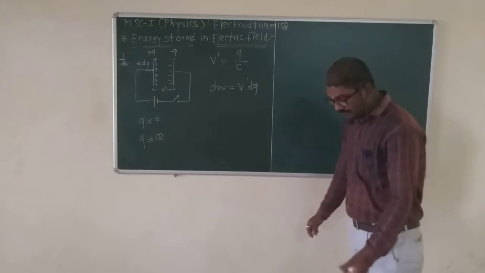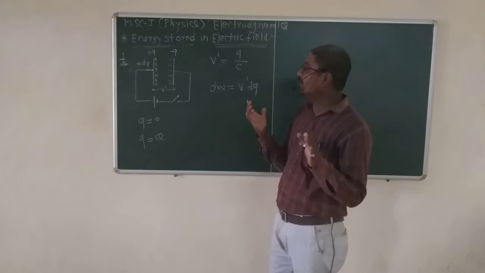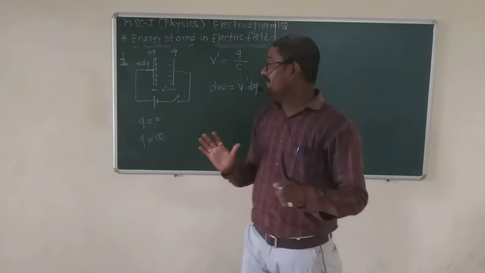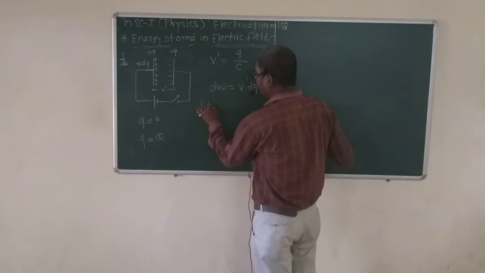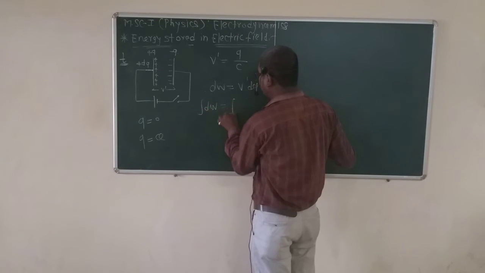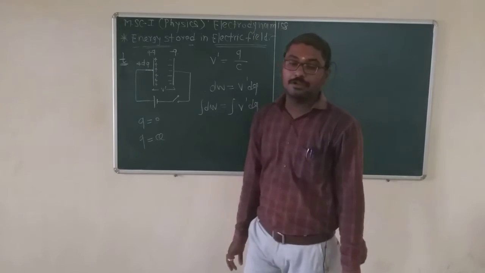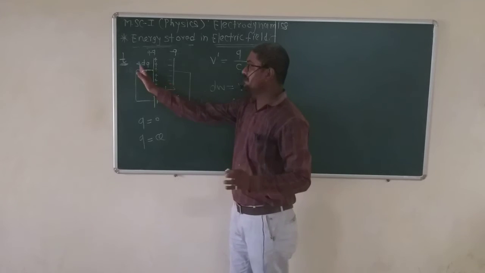That will be the cell, and that work done will be dW equal to V' into dq. But this dq is a small charge, so the work done is small, and to calculate the total work done, we integrate dW equal to integration of V' into dq, with limits, as we provide the plus dq charge.